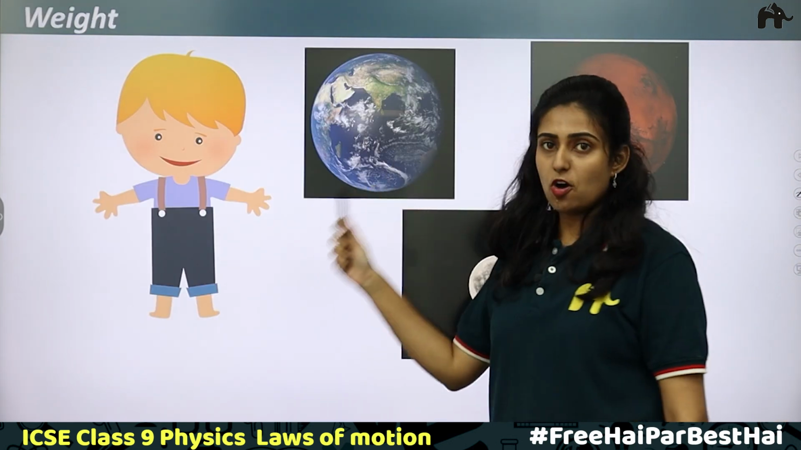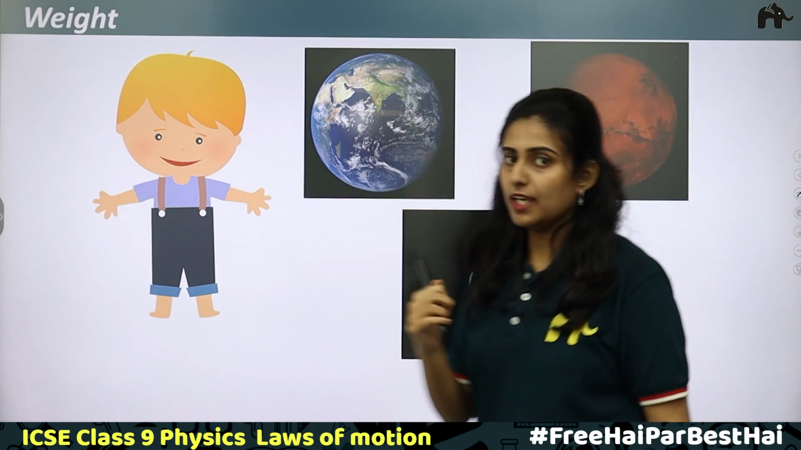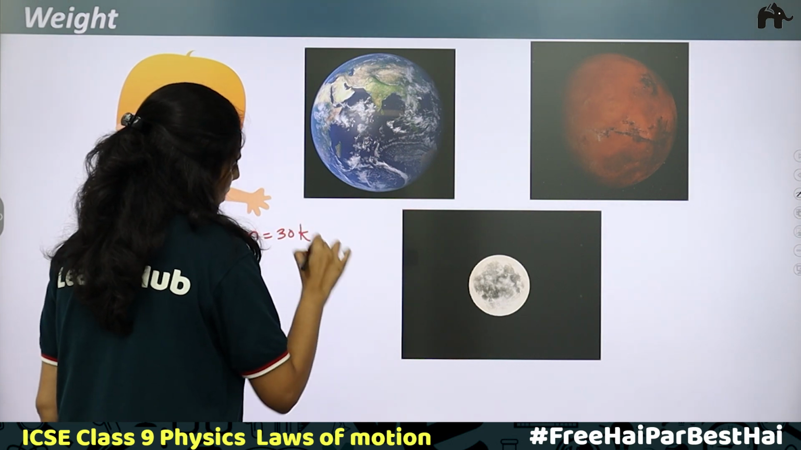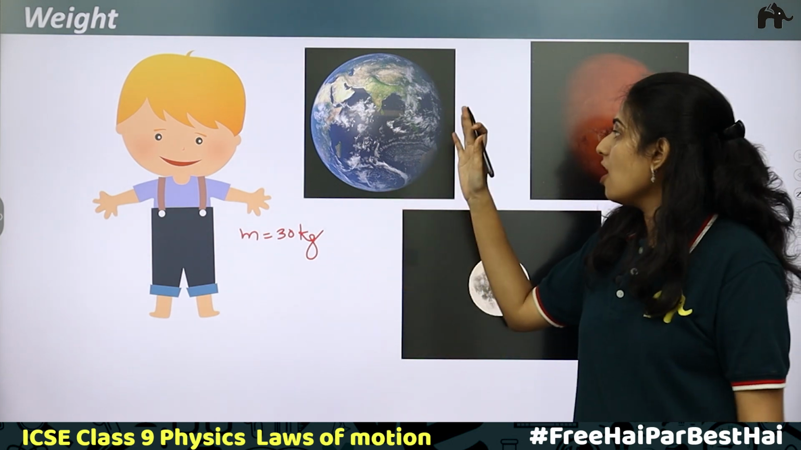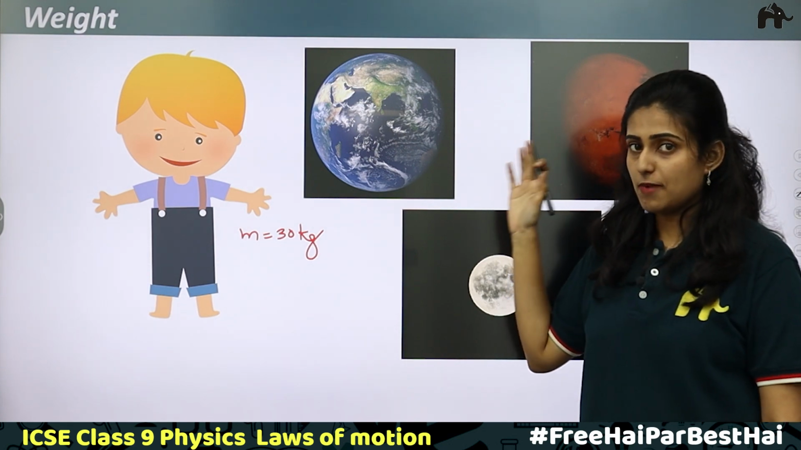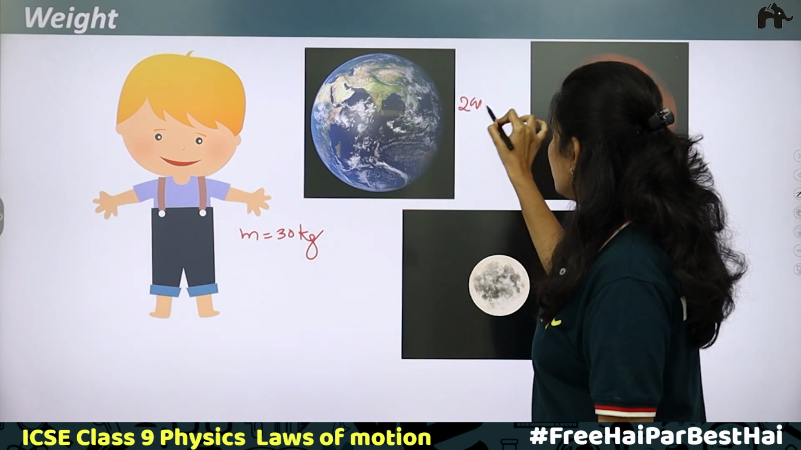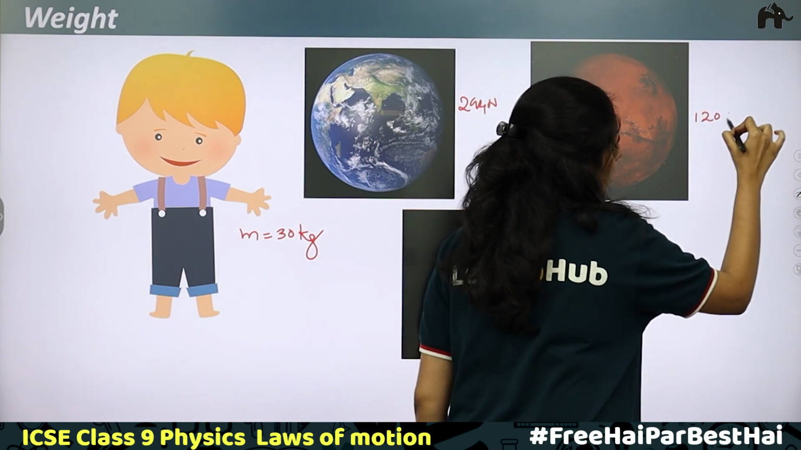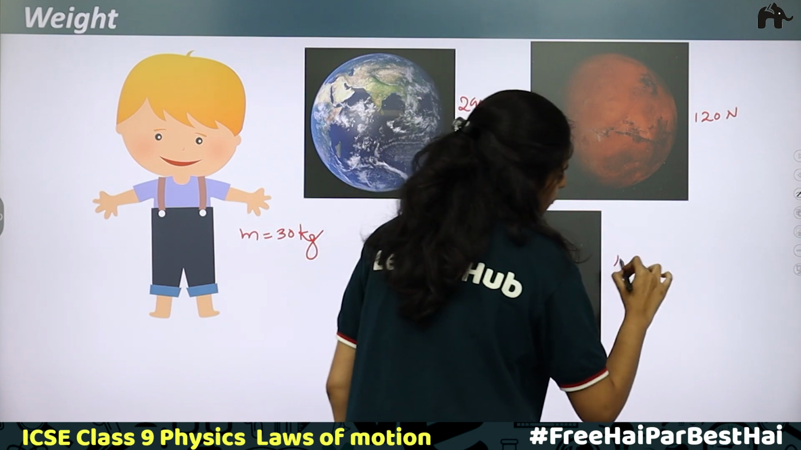We had measured the boy's mass on Earth, Mars and Moon. Mass was the same, which is 30 kilogram. Now, when the boy's weight was measured on the surface of Moon, surface of Earth and surface of Mars, we got different values. On the surface of Earth, it was 294 Newton. On Mars, when the measurement was made, it was 120 Newton. And when the measurement was made on Moon, we got 48 Newton.